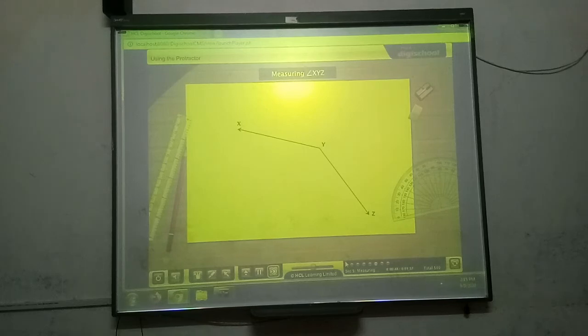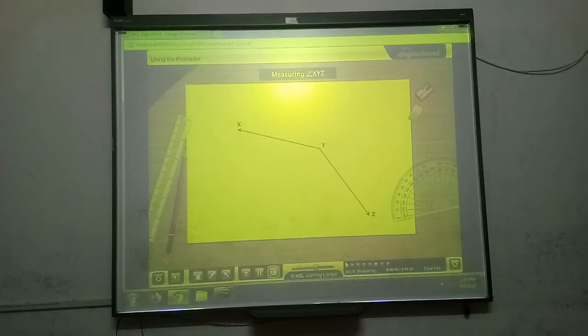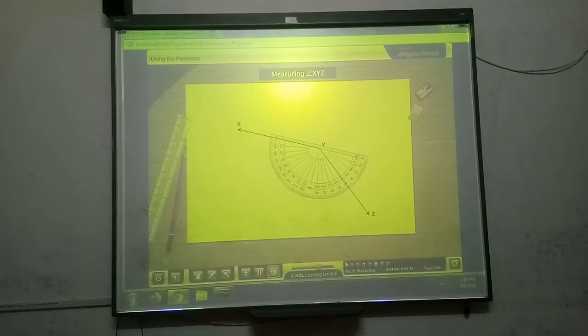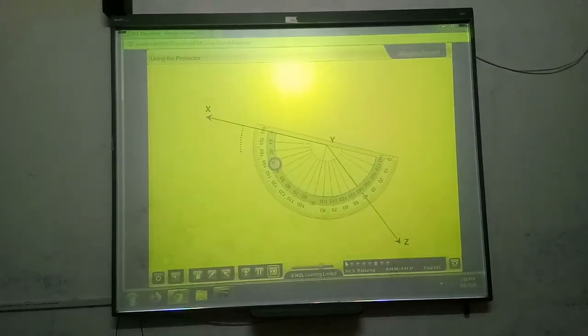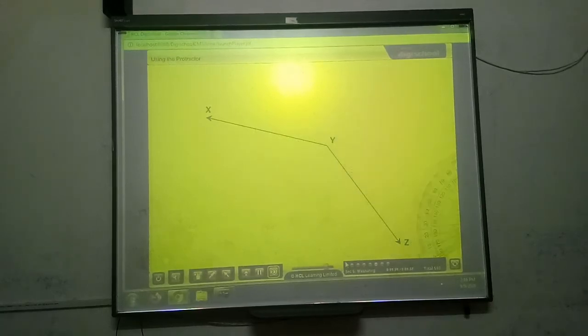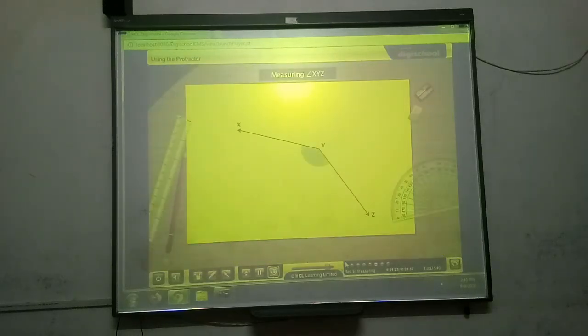There is also another way of measuring this angle. Instead of keeping the zero edge of the protractor on YZ, we can also keep it on YX. And therefore, we must use the numbers on the lower row to read the measure of the angle. Read the number in the lower row where the arm YZ meets the protractor. It shows 140. So, the angle XYZ is 140 degrees. This is an obtuse angle, as it is greater than 90 degrees.